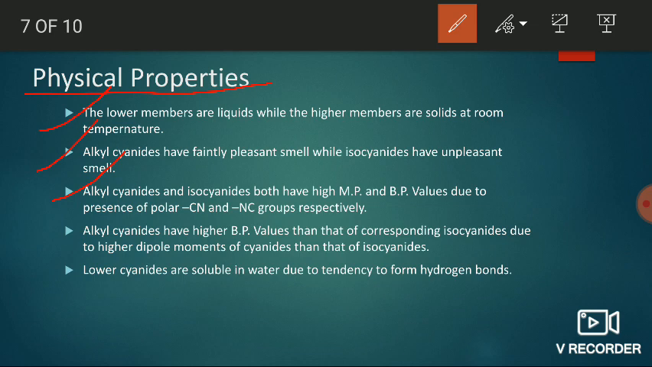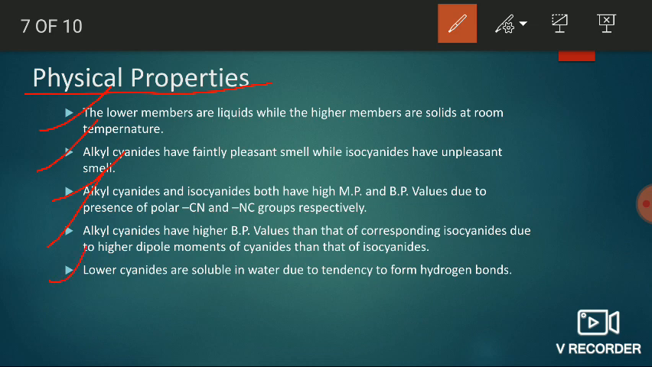If you compare the melting and boiling points of cyanides and isocyanides, the cyanides have higher boiling and melting points than the isocyanides. It is due to the more polar nature of cyanides. That's why cyanides have high dipole moment values, so they show higher melting as well as boiling points than isocyanide molecules. But the melting and boiling points of cyanides and isocyanides are generally less than those of alcohols having the same molecular weight.